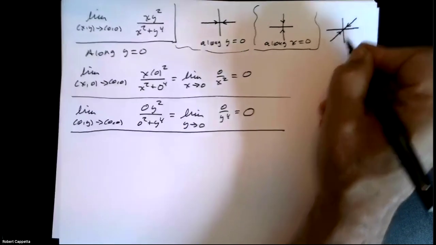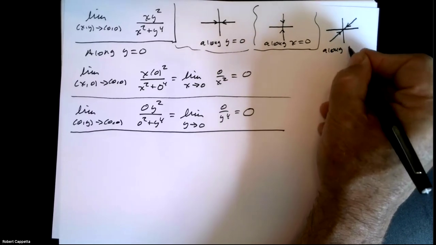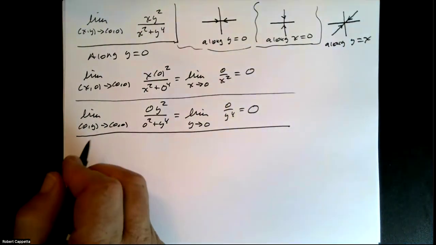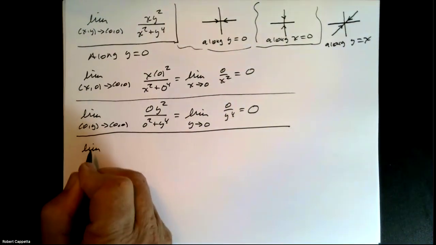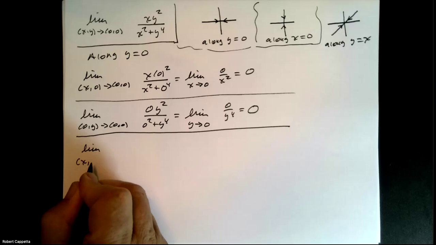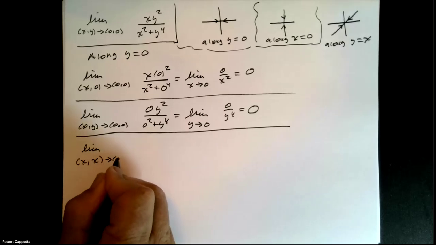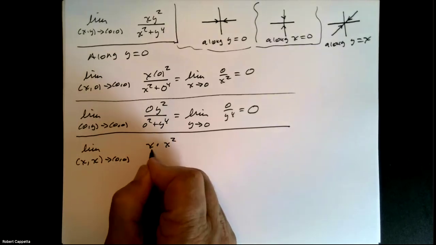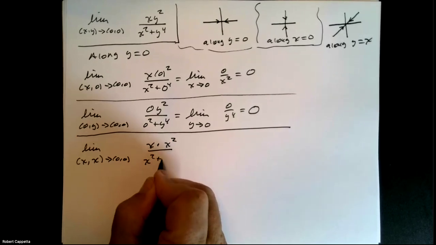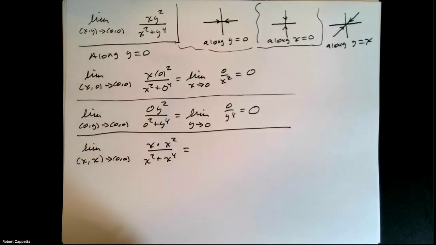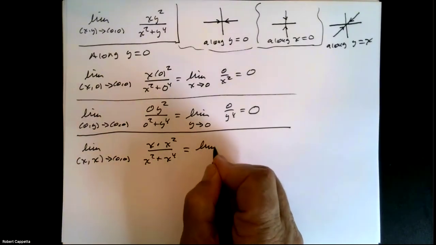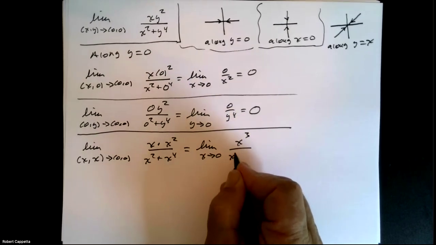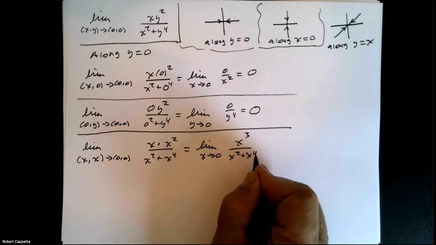So coming this way, along y equals x. So I'm going to replace all of the y's with x. So looking at my original statement, we have the limit as (x, x), because y equals x, approaches (0, 0). x times x squared over x squared plus x to the fourth. Now I'm down to one variable. Limit as x approaches 0 of x cubed over x squared plus x to the fourth.